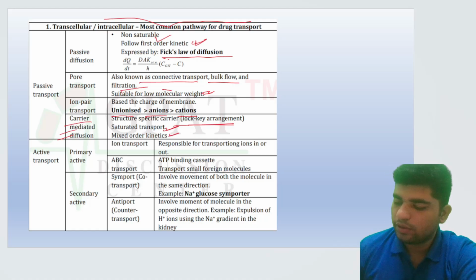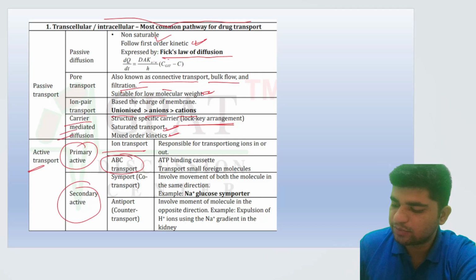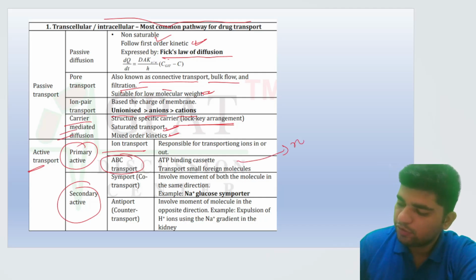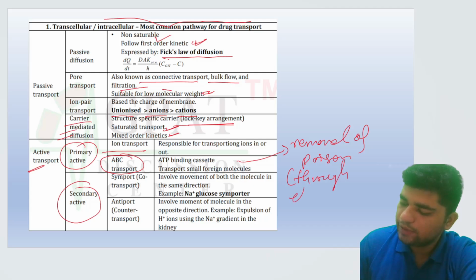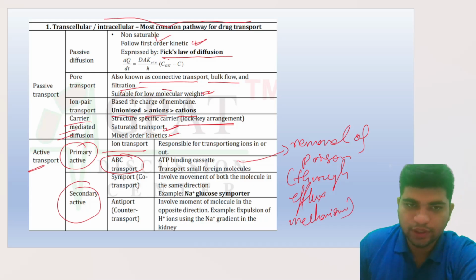All right. So let's move on to the active transport. Active transport is of two types, that is primary active and secondary active. Primary active has the ion transport and the ABC transport. ABC transport is responsible for the removal of poison through the efflux mechanism.